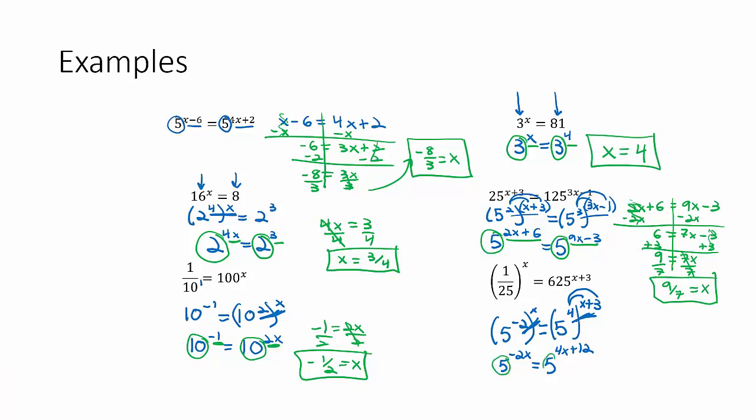And now we've got that same base of 5, so our exponents must be equal. -2x is equal to 4x plus 12. Let's get the x's to one side by subtracting 4x from both sides. So -6x equals 12. Divide both sides by -6. And x equals -2.